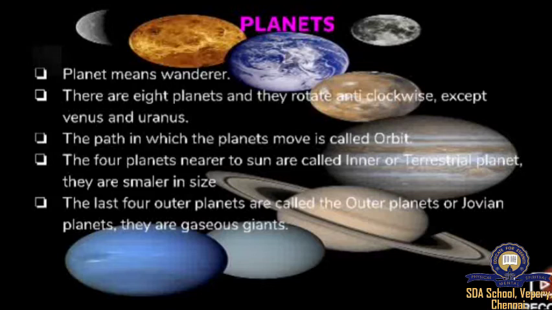The 4 planets that are nearer to the sun are called the inner or the terrestrial planets, and they are said to be smaller in size. And the last 4 planets that are farther from the sun are called the outer planets or the Jovian planets, and they are said to be the gaseous giants. Let's see the first 4 planets, which are called the inner or terrestrial planets and are believed to be smaller in size.